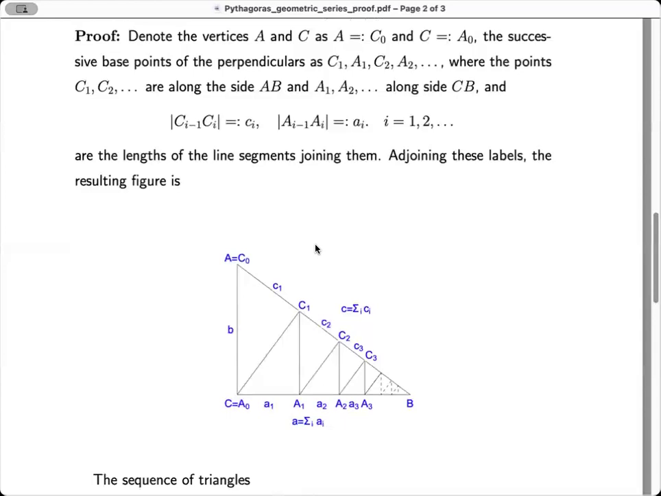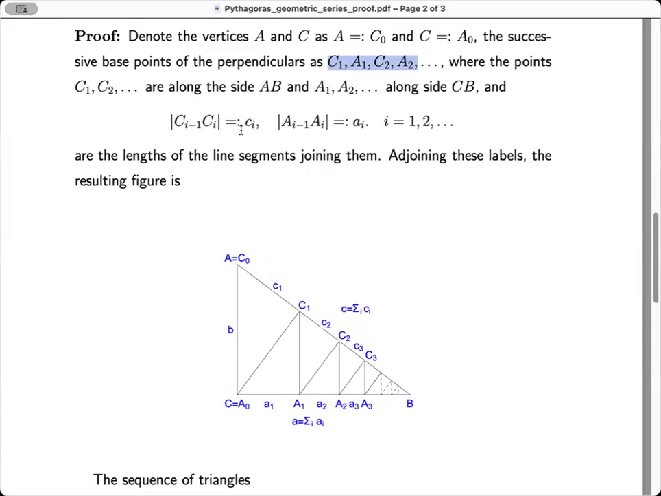So here is a detailed explanation of this proof with labelings attached. Let's denote the vertices A and C also as C0 and A0, because we're going to be adding similar labels for the other points. And then the successive labels, where we've dropped a perpendicular from C to the side AB, we'll call the point of contact capital C sub 1, and the next one where we drop the perpendicular to the base we'll call capital A sub 1, and then C sub 2, A sub 2, and so on. So that gives this sequence of labels, which are all points along either the hypotenuse for the C's or along the base for the A's.